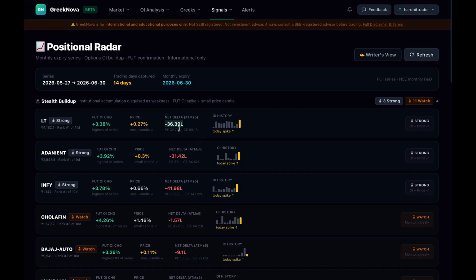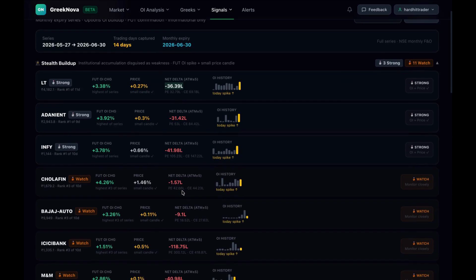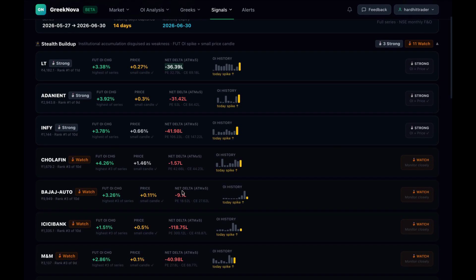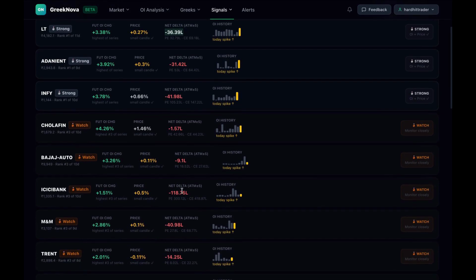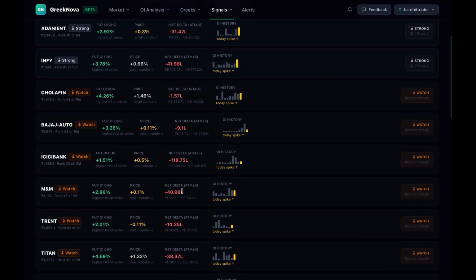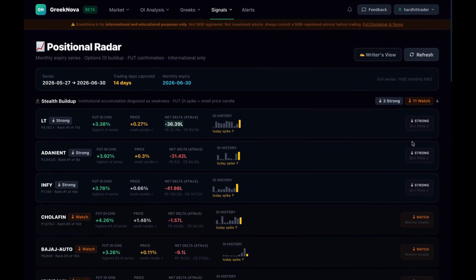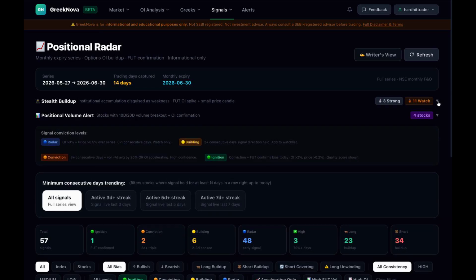So now what you have to focus on are the stocks where the signal ranking is strong. Those are the stocks for me to keep an eye on tomorrow and see how they progress. Watch would be okay. I would keep them on a watch list and see if they come in either the put writing, intraday screener, or anywhere for additional confirmation. Okay, so this is a tab for you to check.